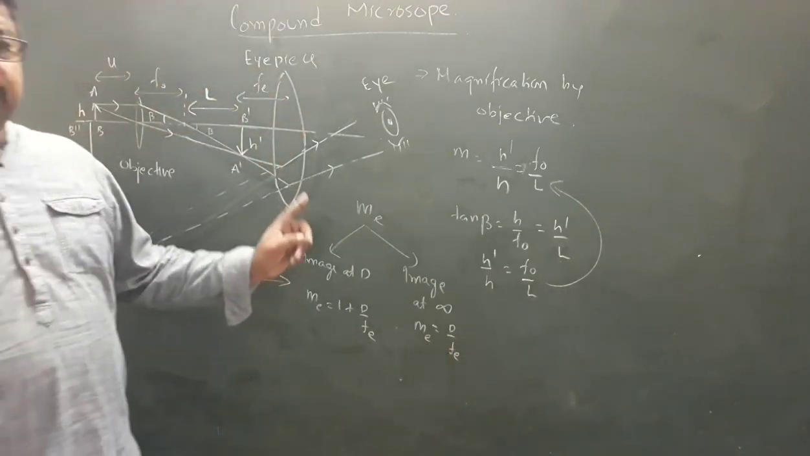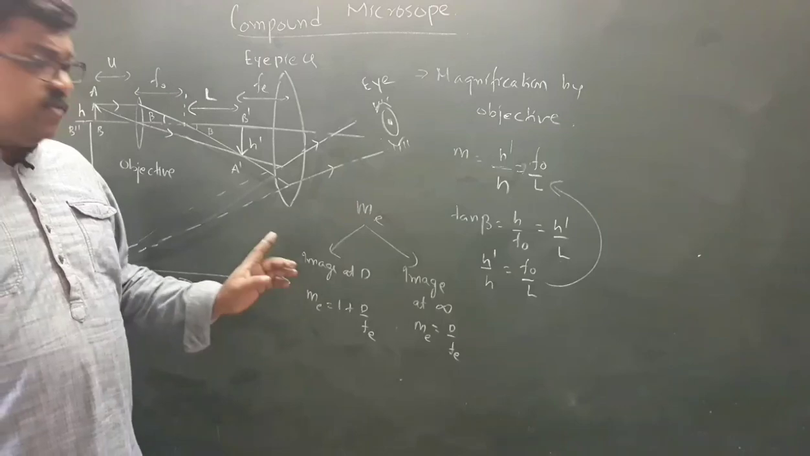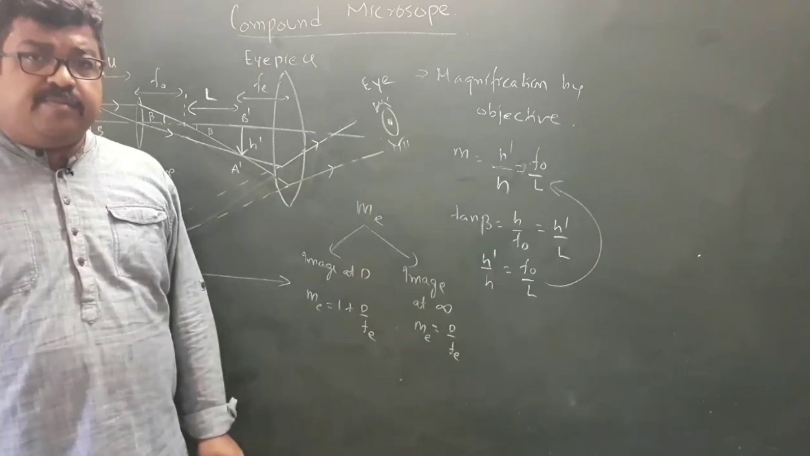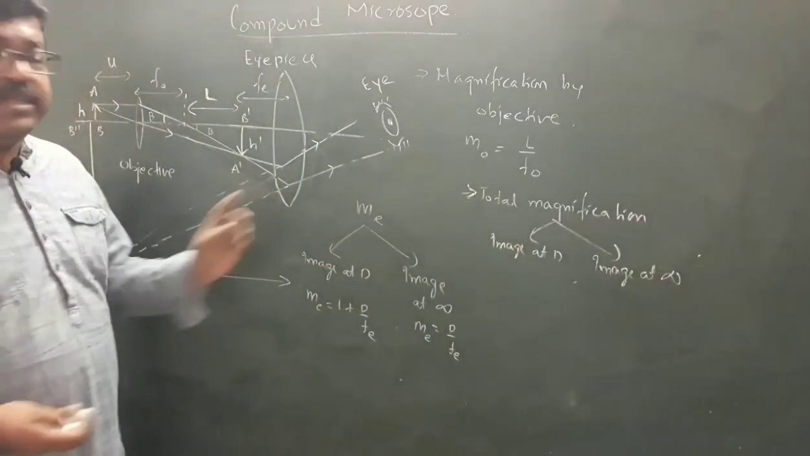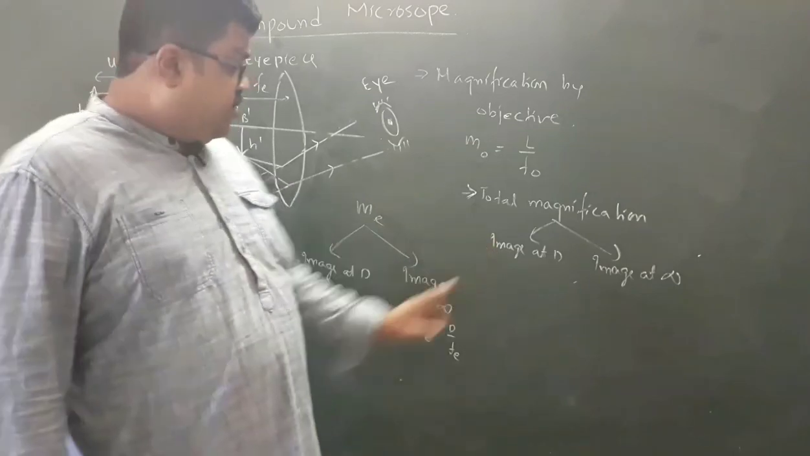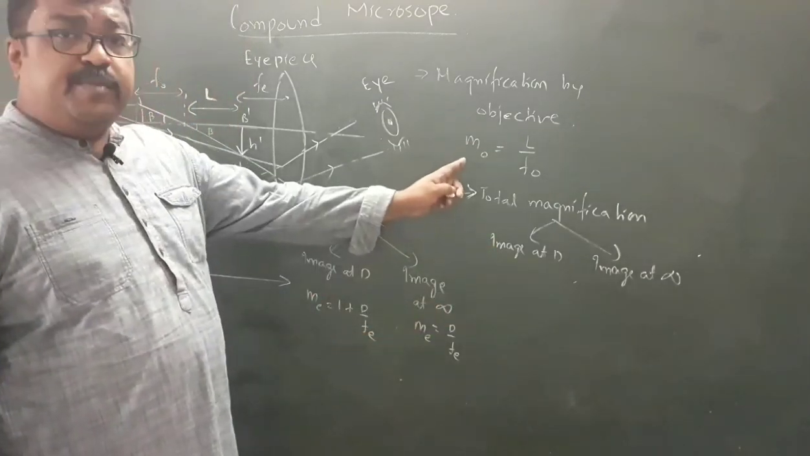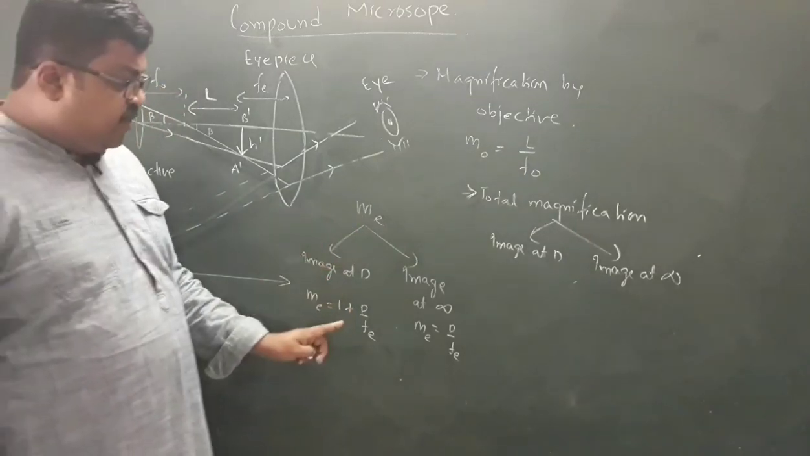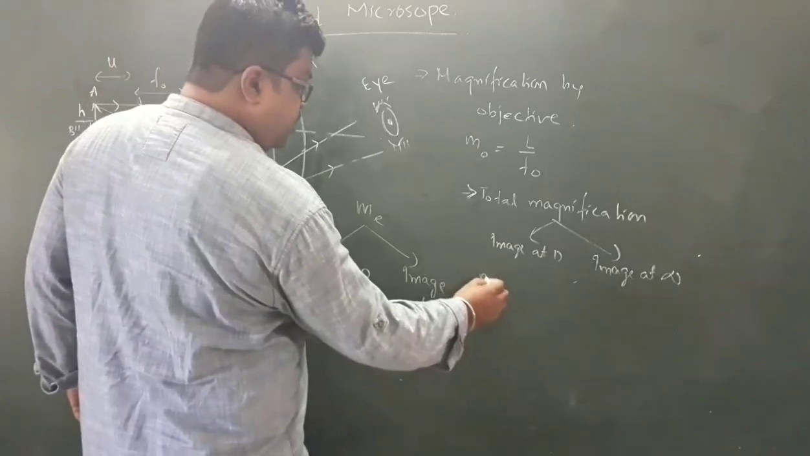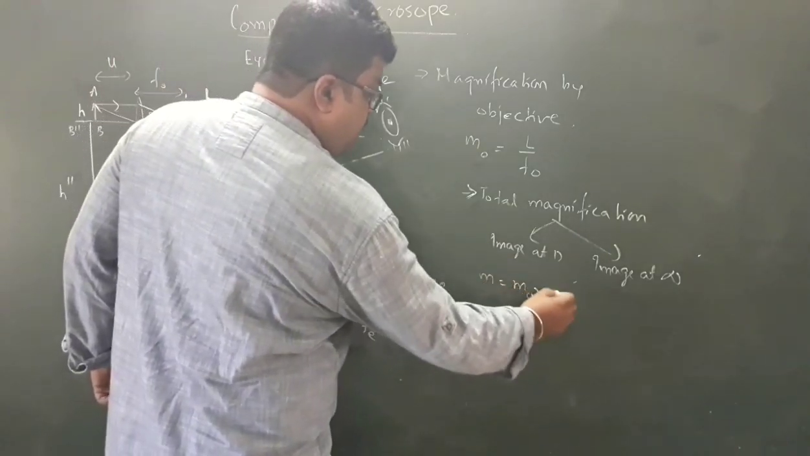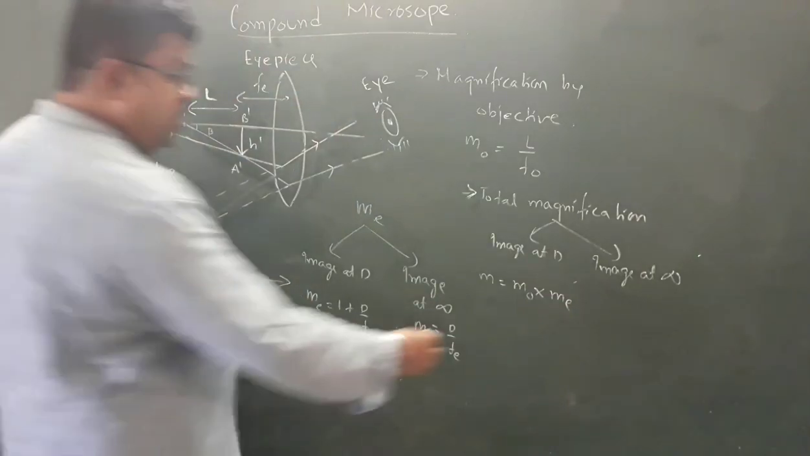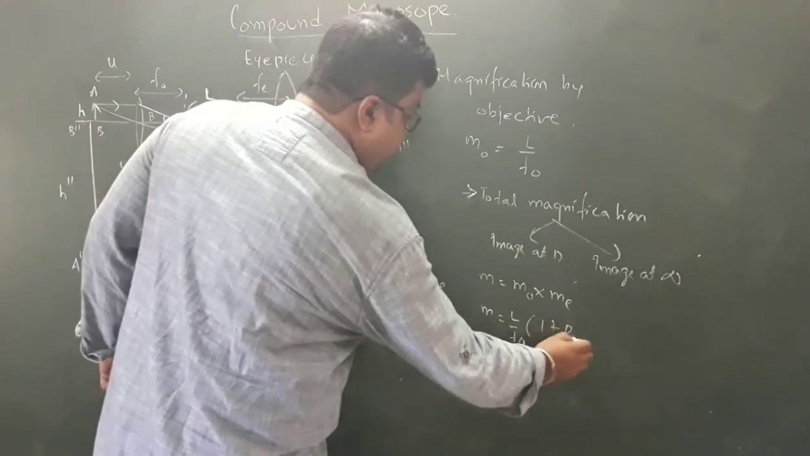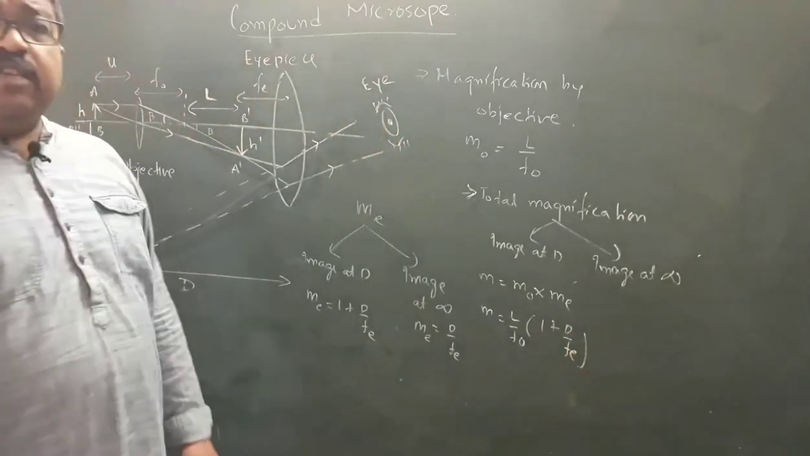So we have this magnification of the eyepiece under two conditions. One is when image is at distance of distinct vision D, and one is when image is at infinity. So the total magnification produced by the two lenses when image is at D: magnification produced by objective is L by F naught. Magnification produced by eyepiece when image is at D is 1 plus D by FE. So final magnification is equal to MO into ME, product of the two magnifications. So that is M is equal to L by FO, 1 plus D by FE. This is when image is at D.